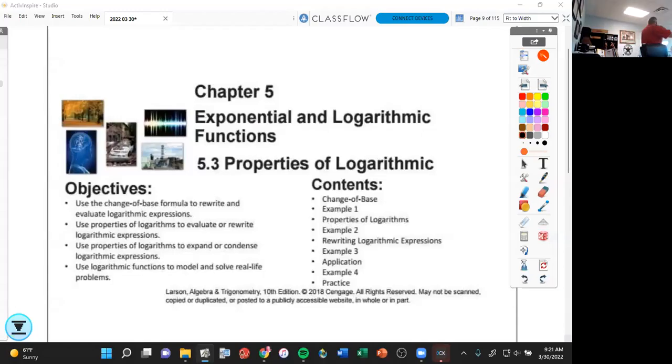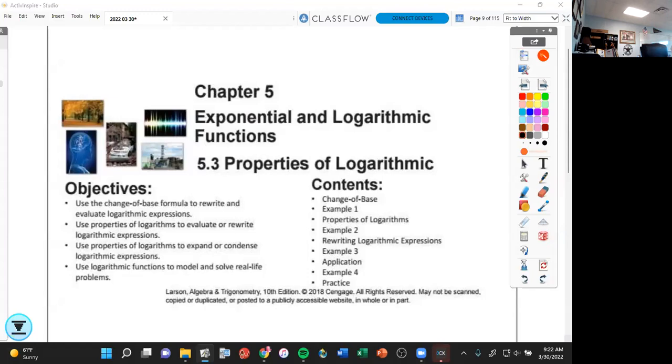5.3, properties of logarithms. Guys, there are a lot of different properties of logarithms. We're going to be able to take a logarithm and expand it, or take an expanded logarithm and compress it by using these properties. We're going to use one called change of base.